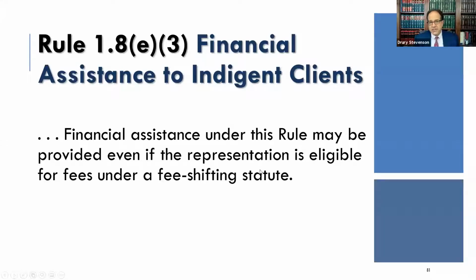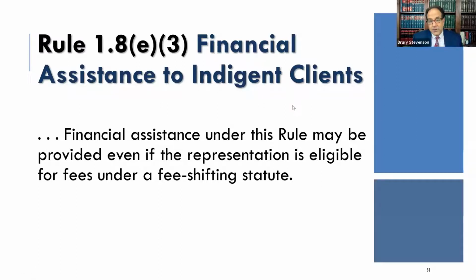Okay, financial assistance under this rule may be provided even if the representation is eligible for fees under a fee shifting statute. And so I want to point out, you've agreed to do a case pro bono, but it's a loser pays jurisdiction, or there's some sort of statutory attorney's fees, like for certain civil rights actions and things like that. And that is outside the scope of this rule.